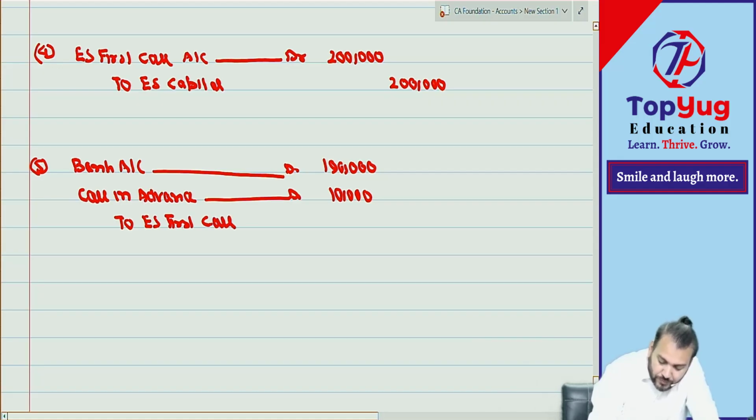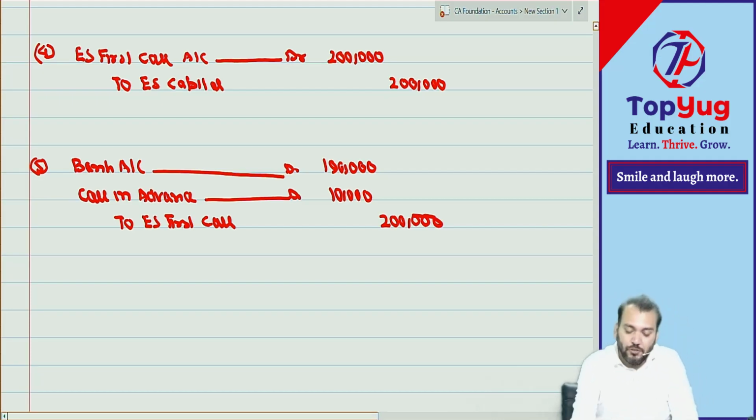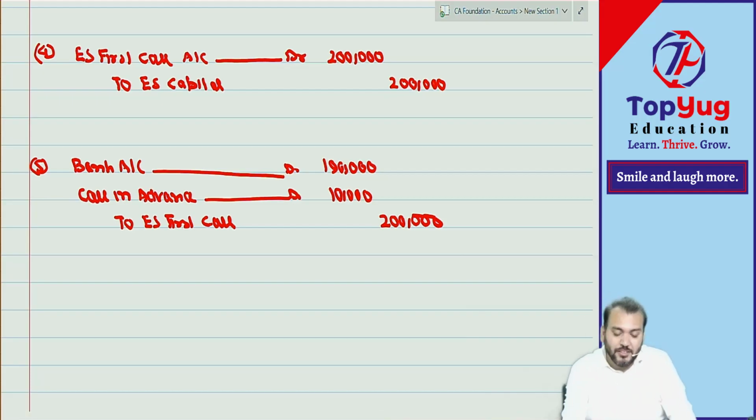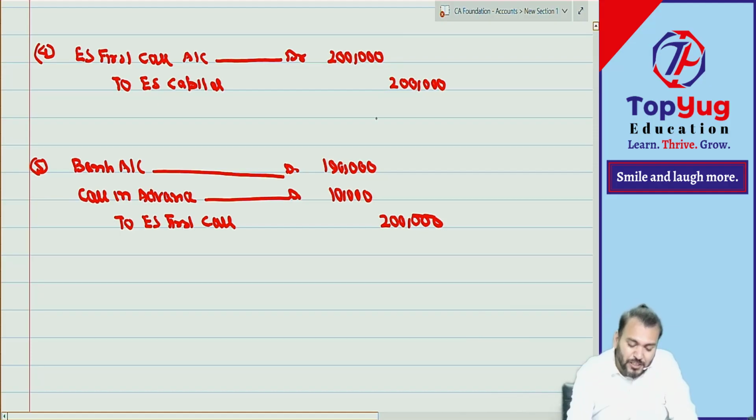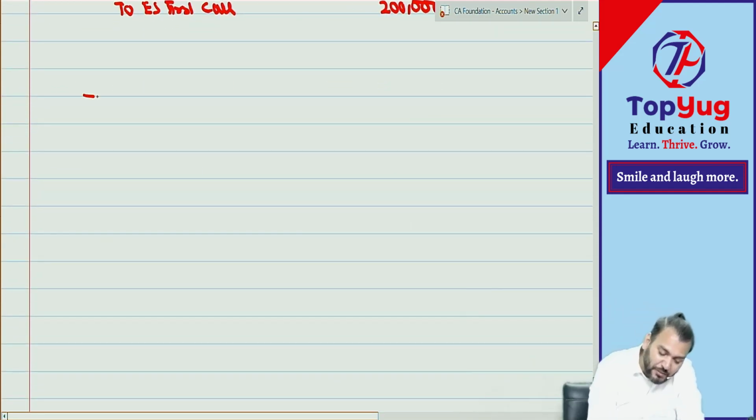Equity share first call. How much? 2 lakh. Understood? So due always with full amount. Always make sure that you are doing journal entry of due with full amount. Correct? This is receivable. Out of these, 10,000 already received, so you receive 1 lakh 90,000 only. Correct? Means after this, if you want to prepare balance sheet, then how it will be reflected now.